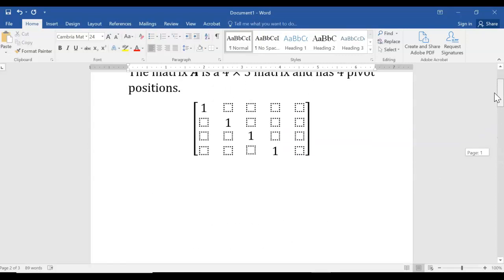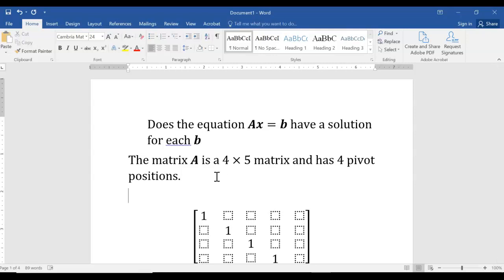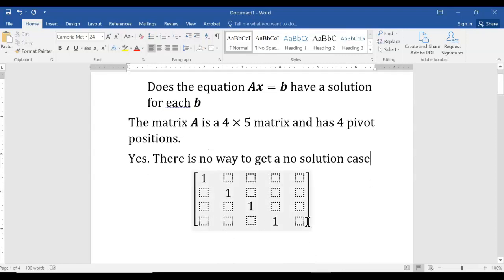And I didn't write out that first one. Let me write that out now. The answer is yes. Yes, there is no way to get a no solution case, because we never have any rows of zeros.